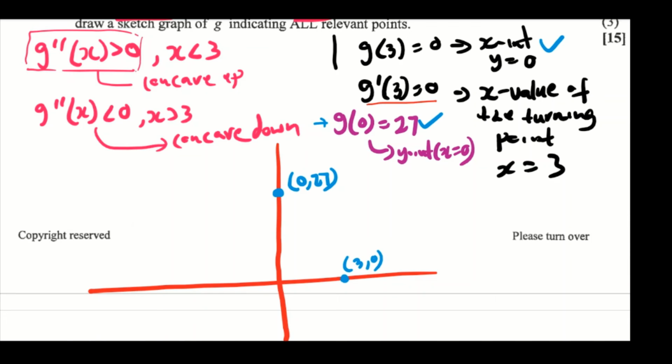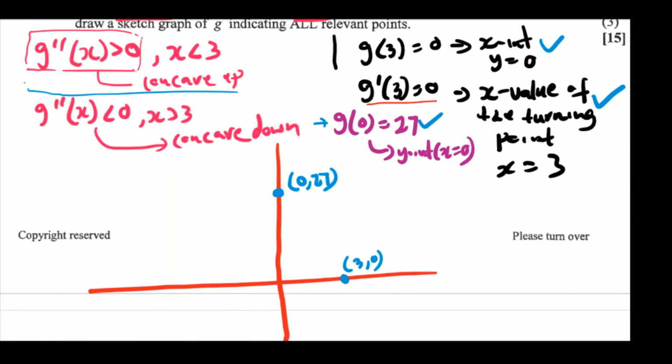And then we are here now. g prime of 3 is equal to 0. So it means the x value of the turning point is actually equal to 3, right? Which is exactly what we just indicated here. So which means the x-intercept is also the turning point of the function. So we're done with this statement here. And the critical part now, now that you've indicated your points, is this one here, the concavity.